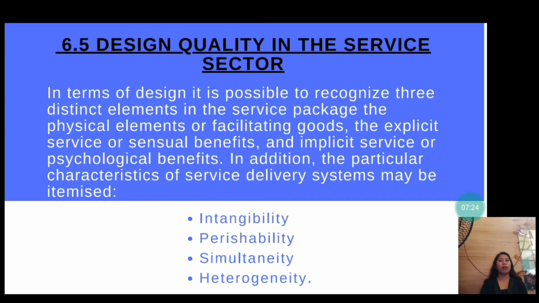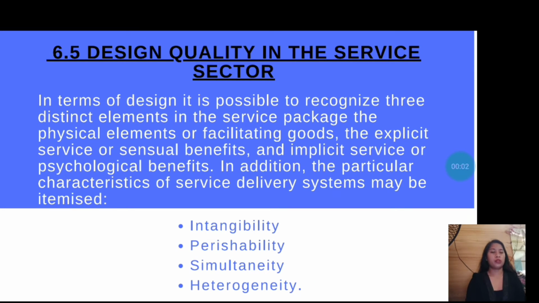Next is 6.5, design quality in the service sector. In terms of design, it is possible to recognize three distinct elements in the service package: the physical elements or facilitating goods, the explicit service or sensual benefits, and implicit service or psychological benefits. In addition, the particular characteristics of service delivery systems may be itemized in intangibility, perishability, simultaneity, and heterogeneity.